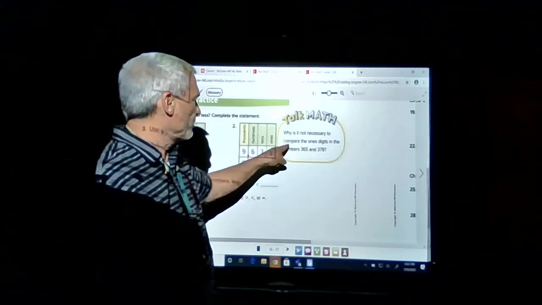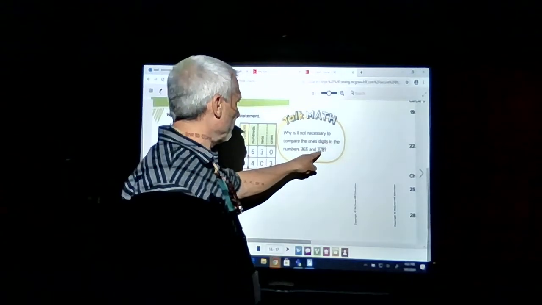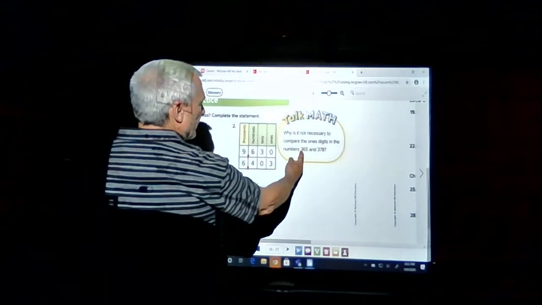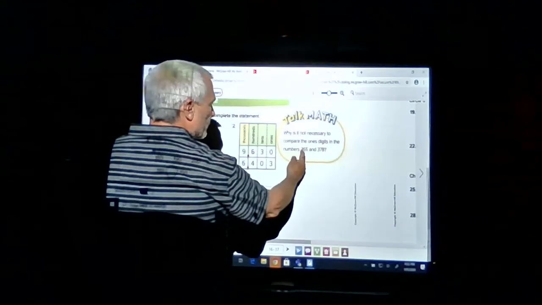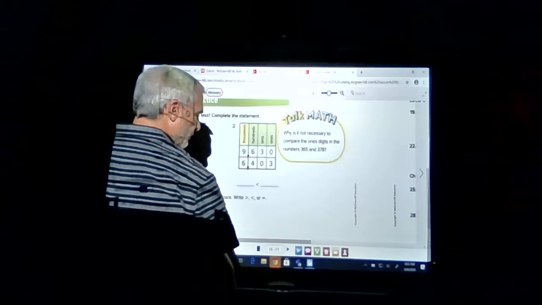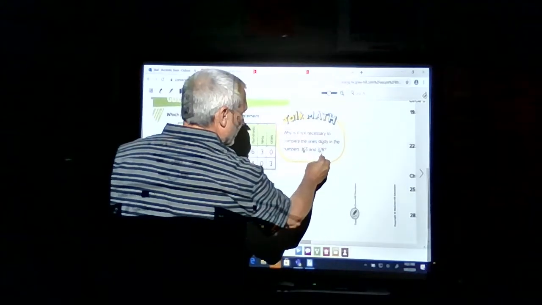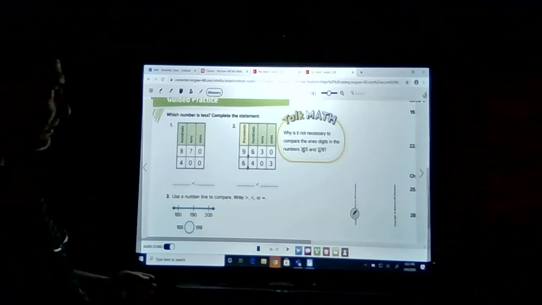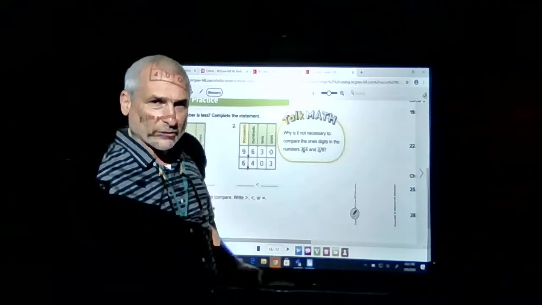Why is it not necessary to compare the ones digit in the numbers 365 and 378? Well, we start with the greatest place. There's three digits, 1, 2, 3, both in the hundreds. There's a 3 in the hundreds here and a 3 in the hundreds here. That's the same, but when we move to the tens, the 7 is greater, and we already know which is greater, 378, which is less, 365, and we don't even have to look at the ones.